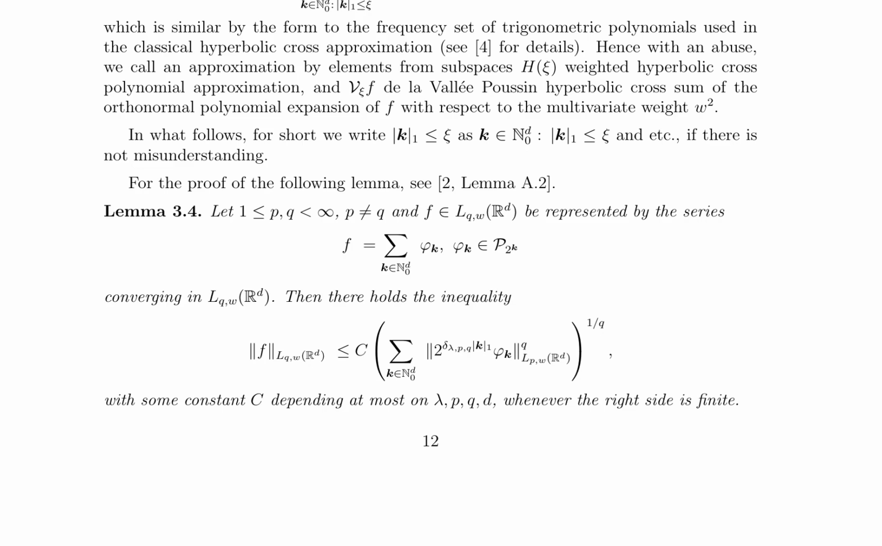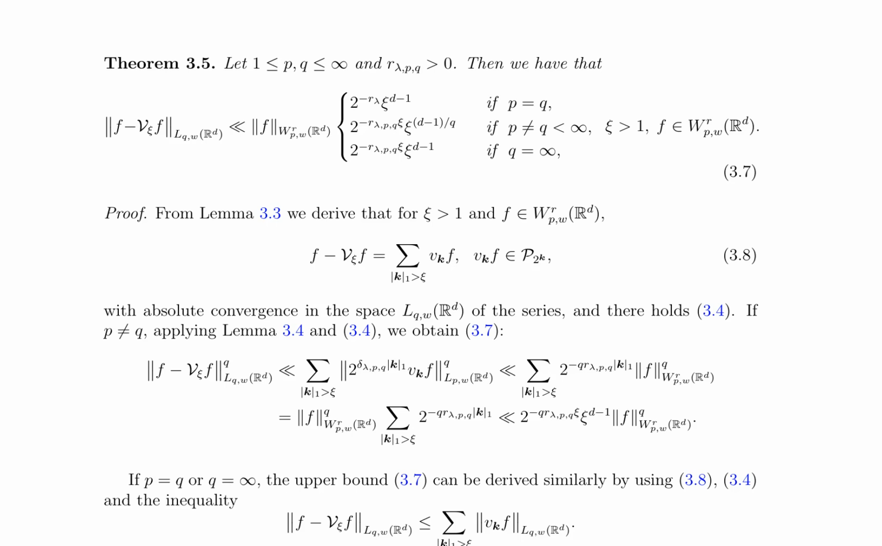The operator v_ξ is introduced as a linear bounded operator in L_q,w,ρ, defined as the sum of v_k f over k in N_0^d with |k|_1 ≤ ξ, with its rank calculated to be approximately 2^ξ ξ^(d-1). Theorem 3.5 establishes that for any function f in the Sobolev space W^r_p,w,ρ, and for ξ greater than 1, the difference between f and its approximation v_ξ f can be bounded by the norm of f in the Sobolev space.